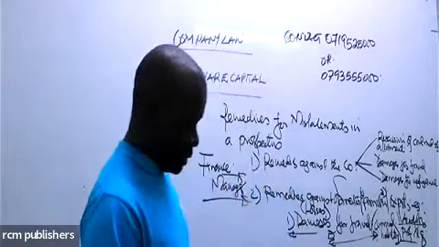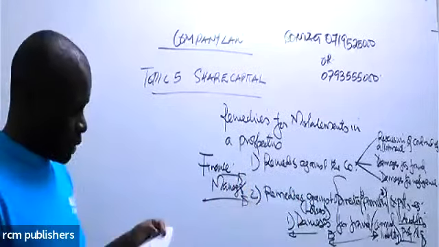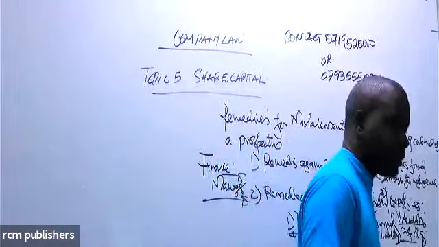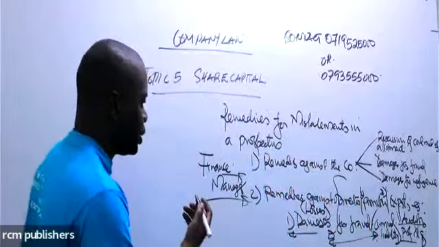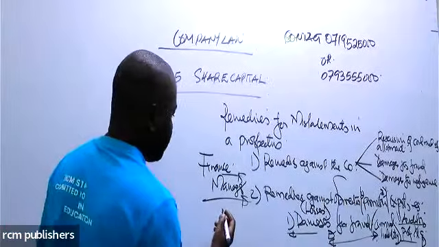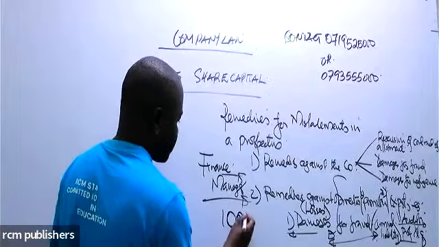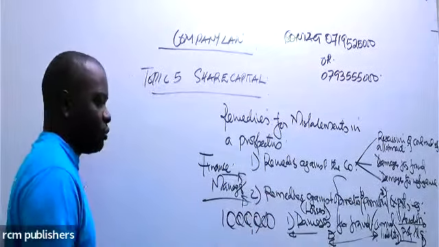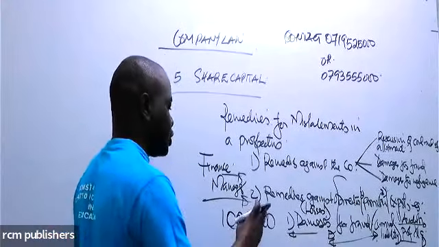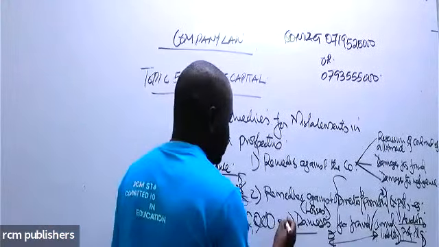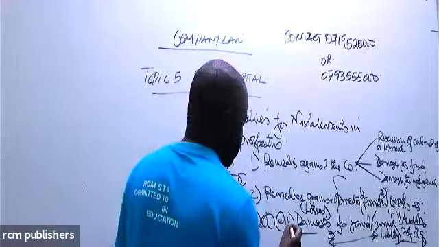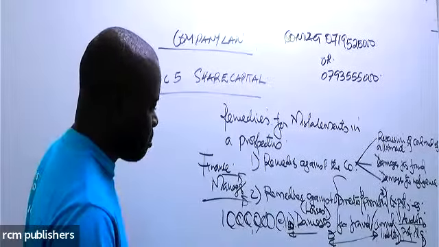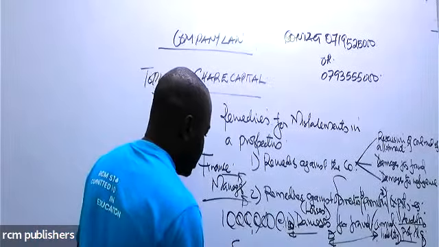So I want us to look at underwriting, commission, and brokerage. Sometimes the company issues out shares to the members of the public, let's say, for example, a million shares, maybe each with a value of 100. So they issue to the members of the public through the prospectus, but it happens that only 800,000 shares are subscribed for.